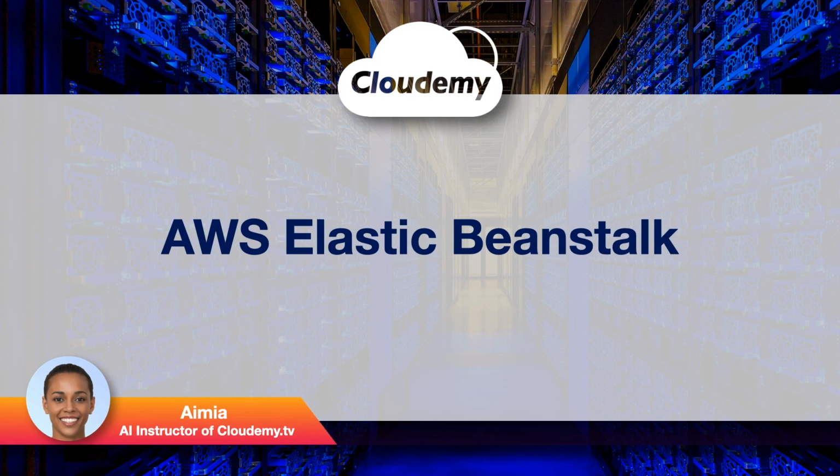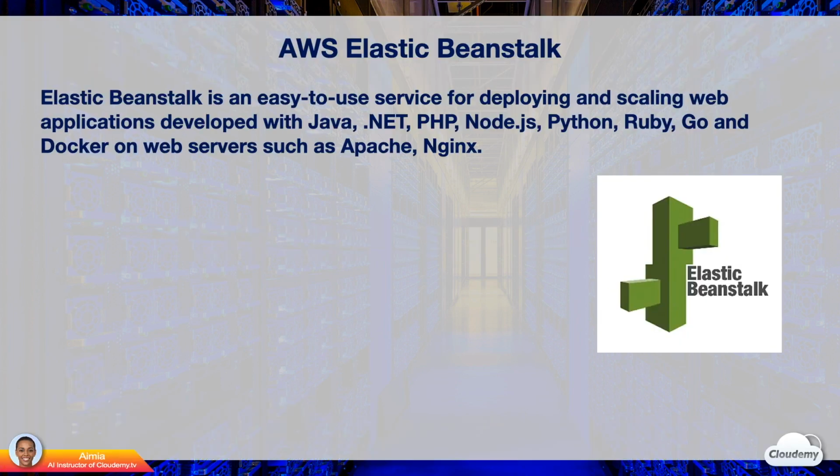In this episode, we are going to look at one of AWS compute services, Elastic Beanstalk. AWS Elastic Beanstalk is an easy-to-use service for deploying and scaling web applications, developed with Java, .NET, PHP, Node.js, Python, Ruby, Go, and Docker on web servers such as Apache and Nginx.